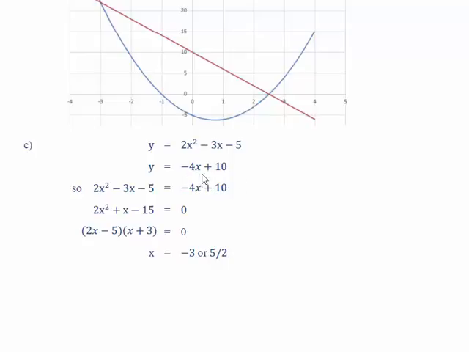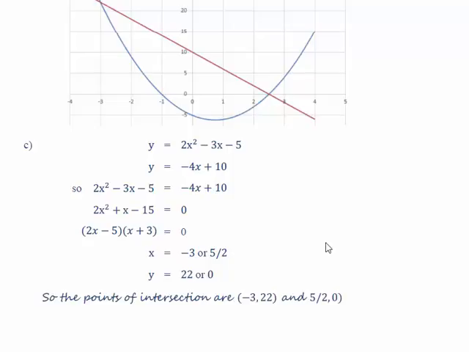Substitute those into the linear equation, put in the minus 3 here, so I'm going to get minus 4 times minus 3 is plus 12, plus 12 plus 10 is 22, and when x equals 5 over 2, 5 over 2 times minus 4 is going to give me minus 10 plus 10, so y is going to be 0. So the values of y are 22 and 0, which means the points of intersection are minus 3 and 22, and 5 over 2 and 0.